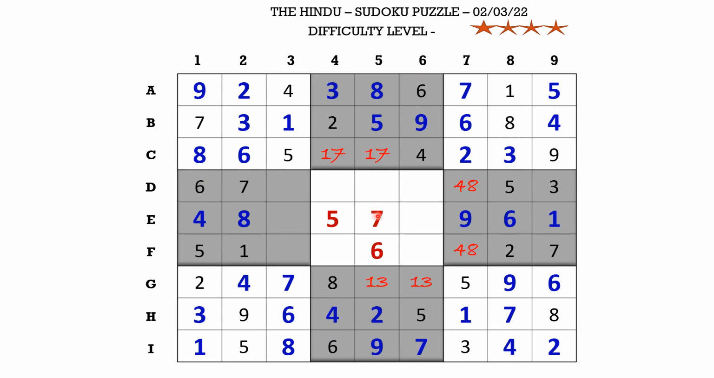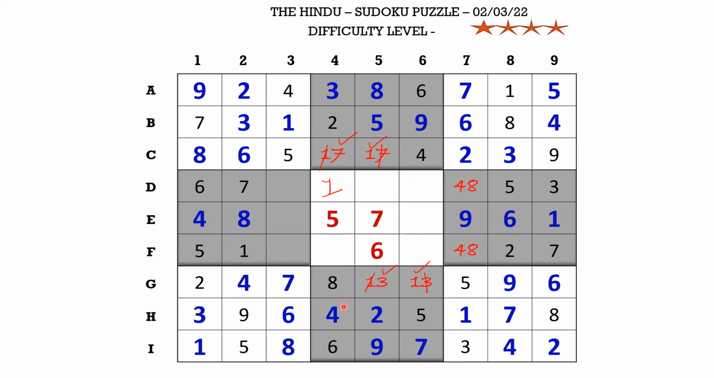This 7 cancels out the 7 here. So C5 becomes 1 and C4 takes 7. This one cancels out the 1 here. So G5 becomes 3 and G6 becomes 1. So this one blocks here, this one blocks here. There is a 1 here. So D4 takes 1.